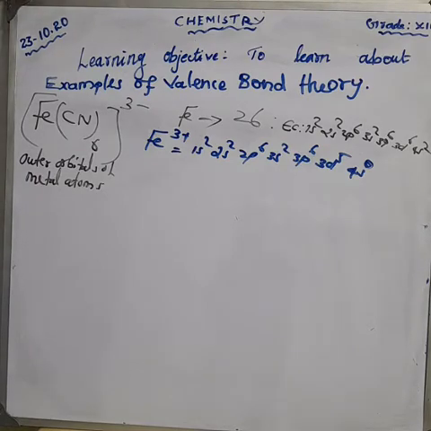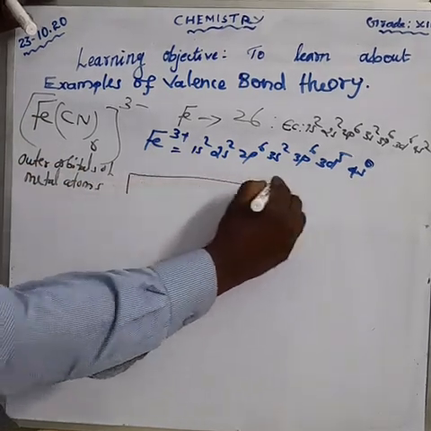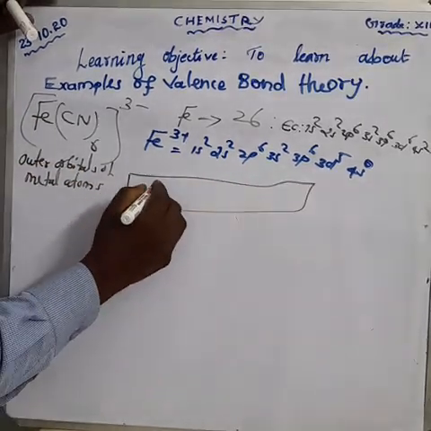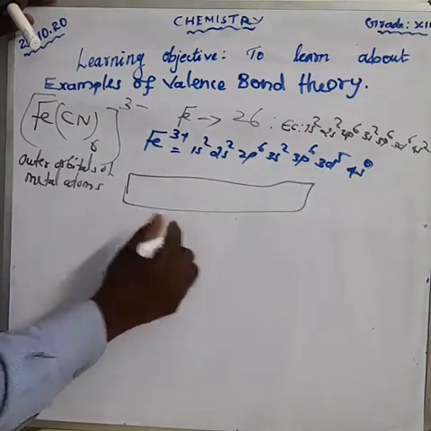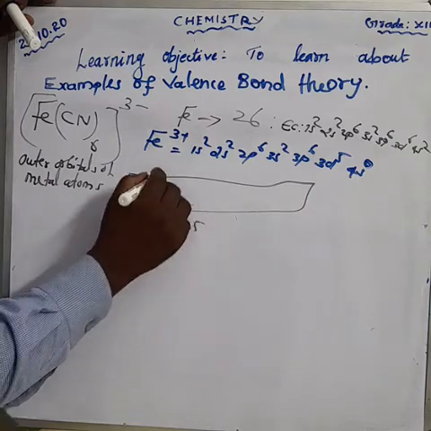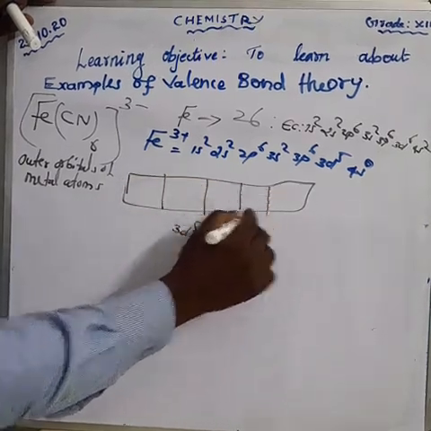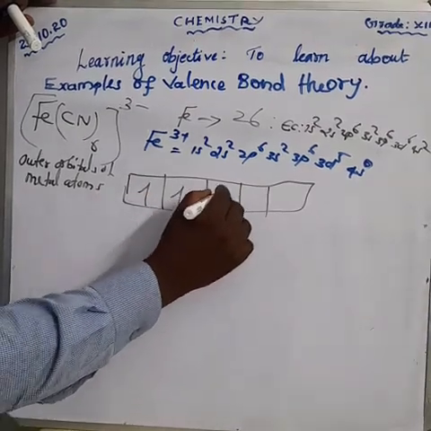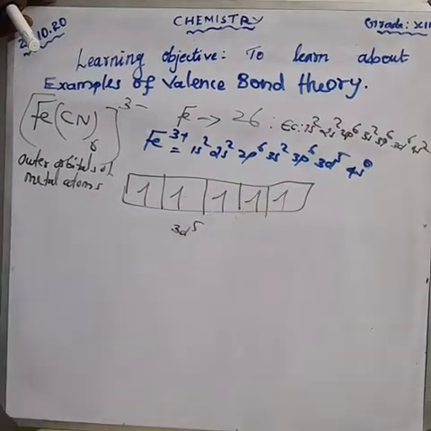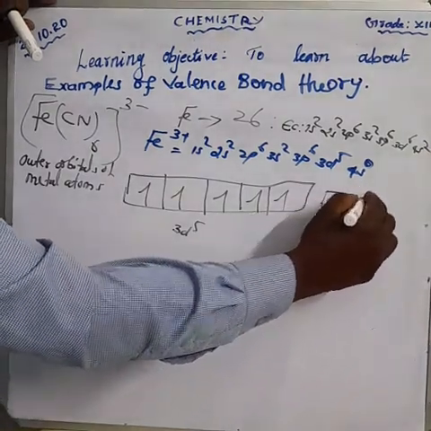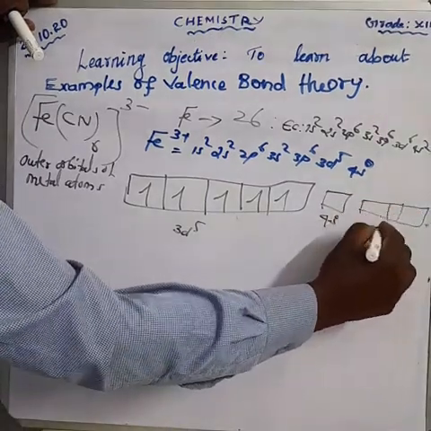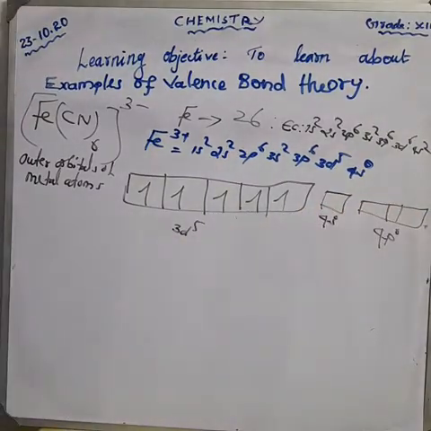We can draw the outer orbitals: the d subshell, that is 3d5, with 5 electrons: 1, 2, 3, 4, 5. Next, the 4s: there is no electron, 4s0. And 4p also has 0 electrons. Am I right?